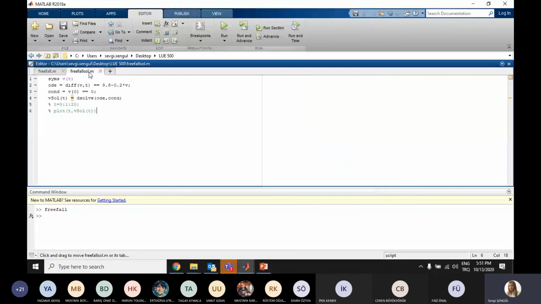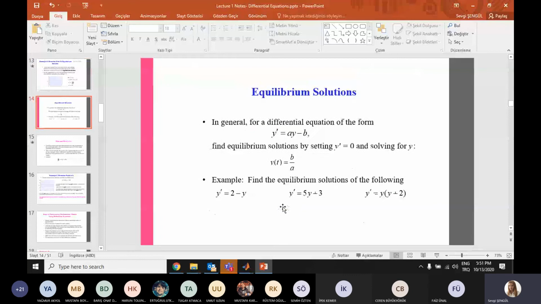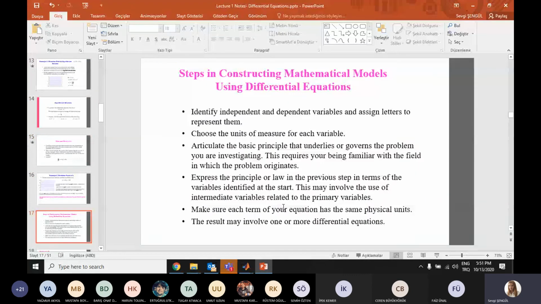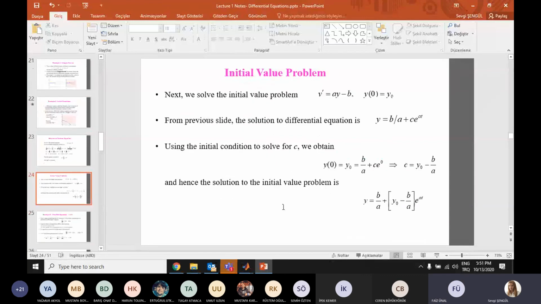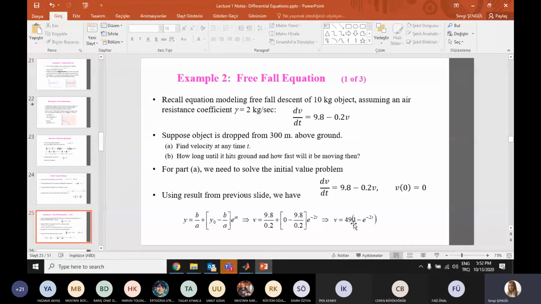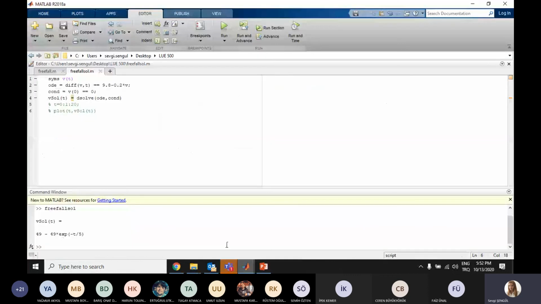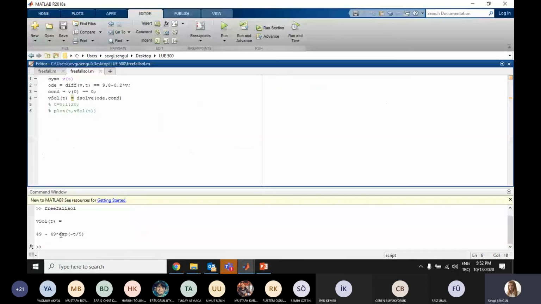Okay? And for the solution, you can use the solve command in MATLAB. Let me run that. If you run it, it will give you exactly the solution for this one. We already found the solution of that one. Where was that? It was here. Yeah, 49 minus 49e to the minus 2t. If you look at it here, 49 minus 49e to the minus t over 5. Exactly the solution you can find with MATLAB. I will also share these MATLAB codes with you. You can even plot them.